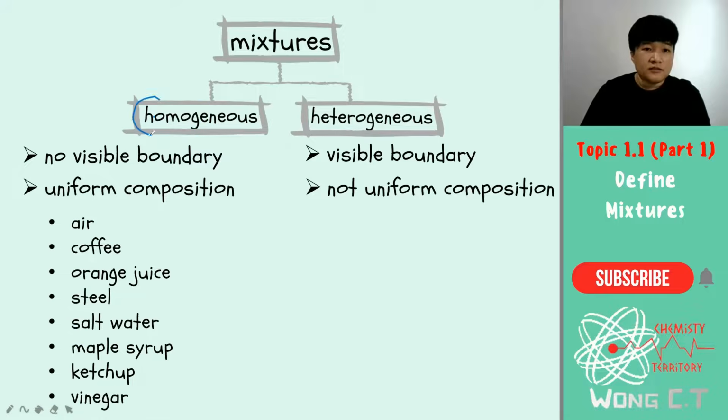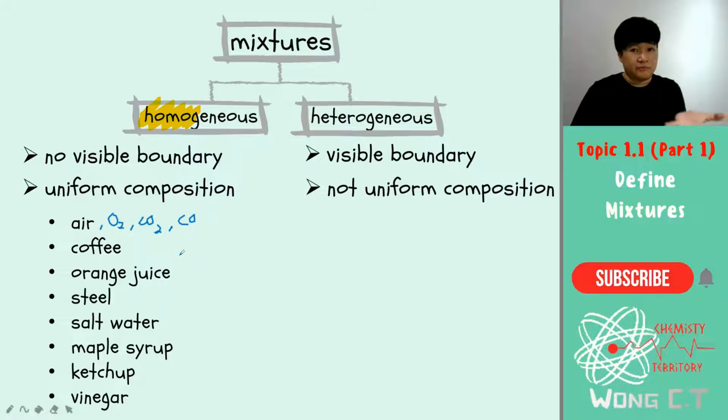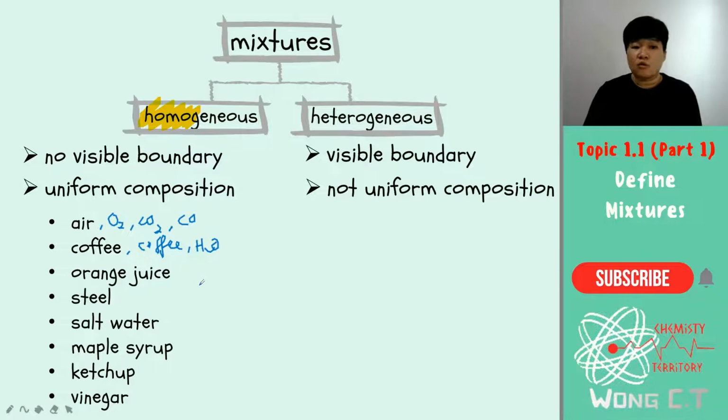Simple. A list of homogeneous mixtures over here: you have your air, the mixture of air in your atmosphere. You have your oxygen gas, you have your carbon dioxide gas, you have your carbon monoxide gas, but you cannot differentiate them. I have a lot of air in here, but I cannot see which one is oxygen, which one is carbon dioxide. Coffee, you have your coffee and also water, and they are completely dissolved. So you cannot differentiate which one is coffee and which one is water.